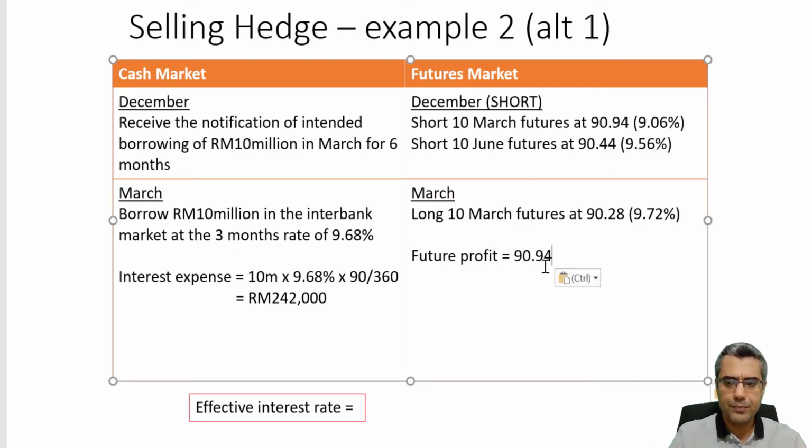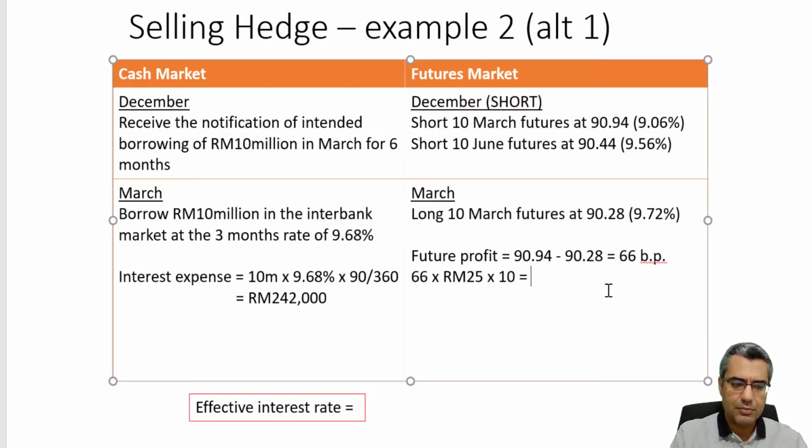90.94 minus 90.28. This means 66 basis points, and we already know that the tick size is 25 ringgit. This means multiply by 10 contracts, which means 16,500 ringgit profit.